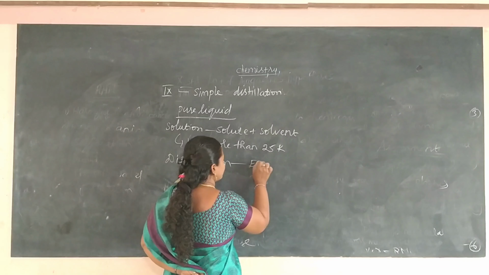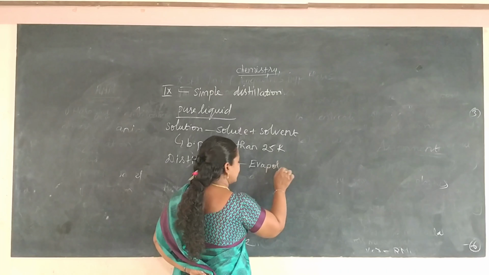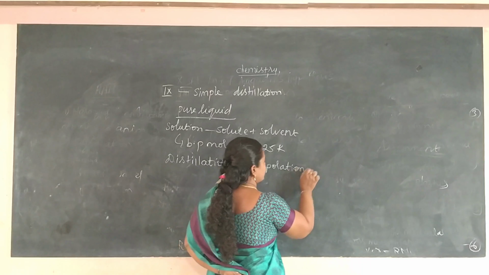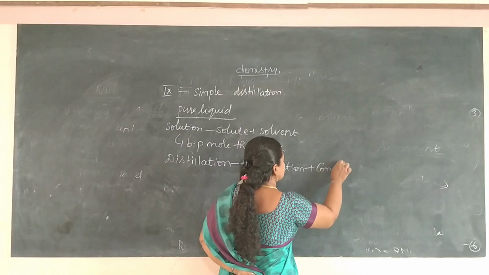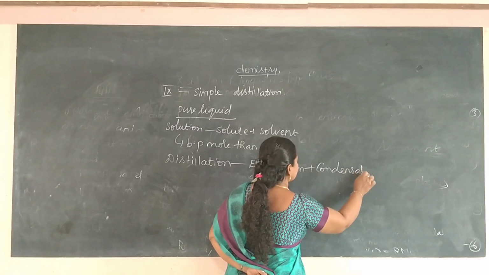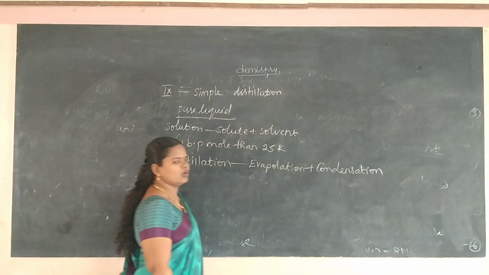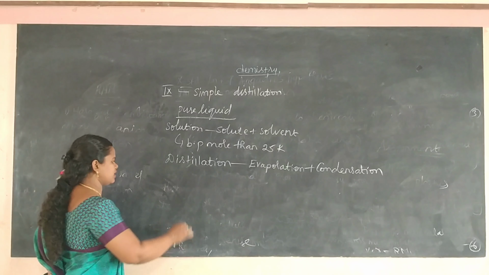It is nothing but evaporation plus condensation. So ultimately we are going to do these two processes. First we are going to evaporate, and then we are going to condense the liquid. That is what we are going to do in this lesson.